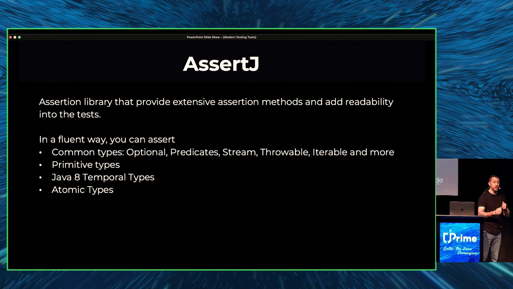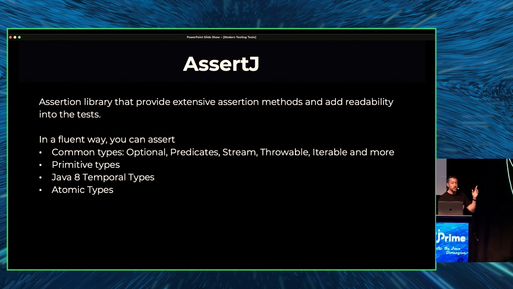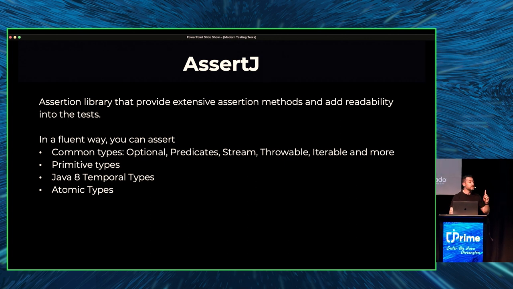And there are a lot of good things. In a fluent way, you can test primitive types, of course, common types like optional, predicate, streams, everything you have in Java, you have a way to test it and compare it, like temporal types, atomic types, etc. There are a lot of features for all these types. I will show you my two to three best features.